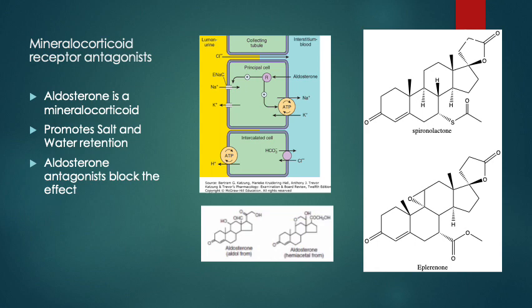It is secreted by the adrenal cortex, and it promotes salt and water retention and potassium and hydrogen ion excretion. Okay, so aldosterone is going to promote salt and water retention. At the same time, it's going to promote potassium and hydrogen ion excretion.